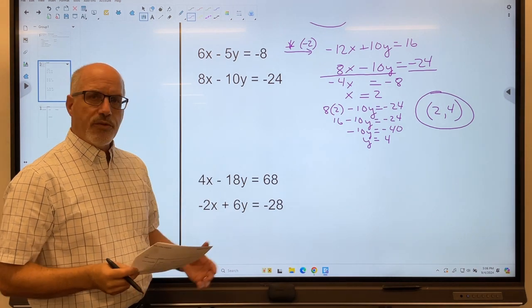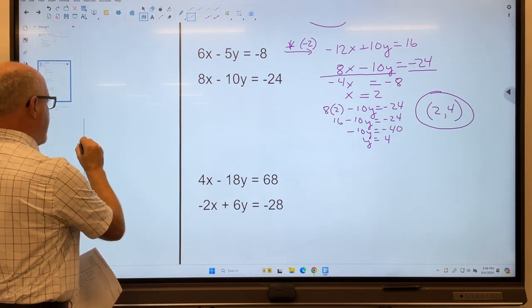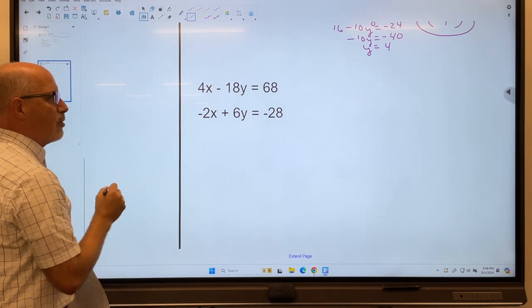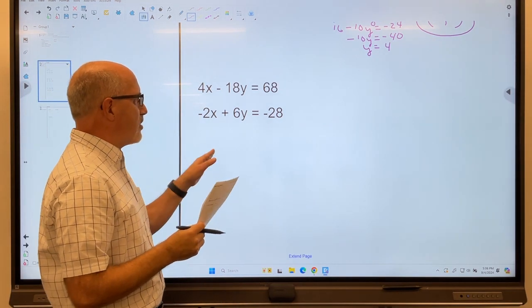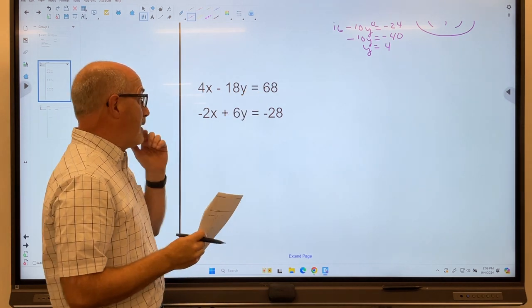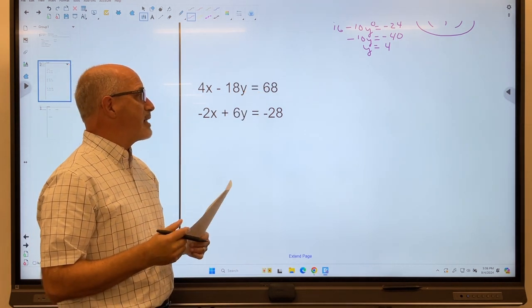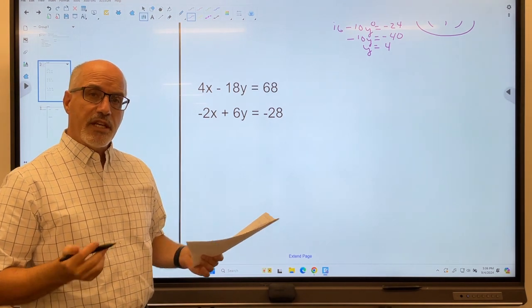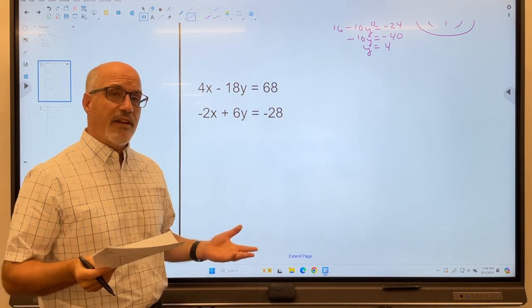So now we'll do this final example here on these three. Looking at these, again, the x's are lined up, the y's are lined up, the equal signs, and the numbers are all lined up. Looking to see which one would be best to get to be opposites. Really, it's kind of a toss-up.